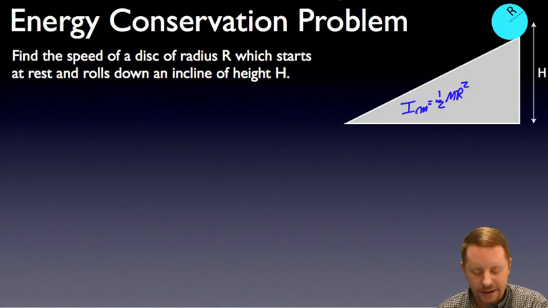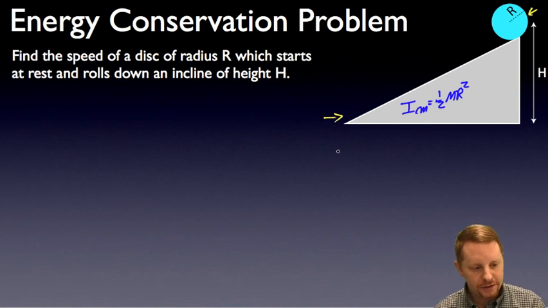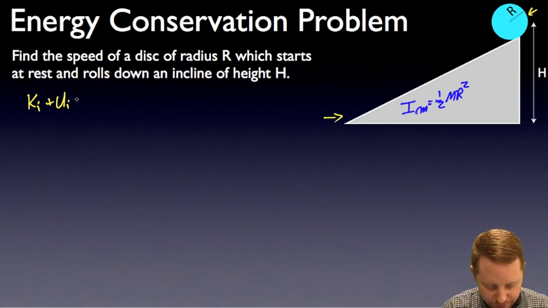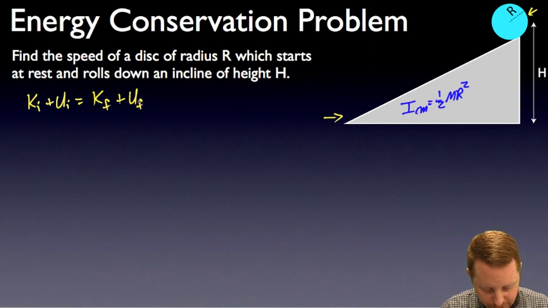Now, the way I would look at solving something like this is realizing that we have some amount of energy at the top, and we must have that same amount of energy at the bottom, assuming that we're not losing anything to non-conservative forces here. So I would say that the kinetic energy at the top plus the potential energy at the top, initial, must equal the final kinetic energy plus the final potential energy.